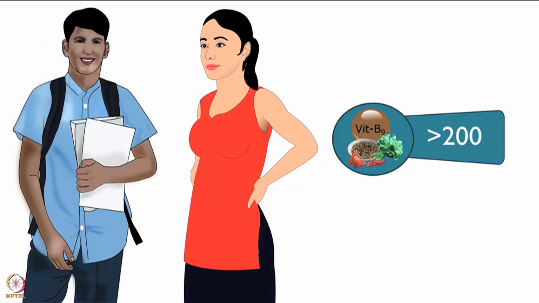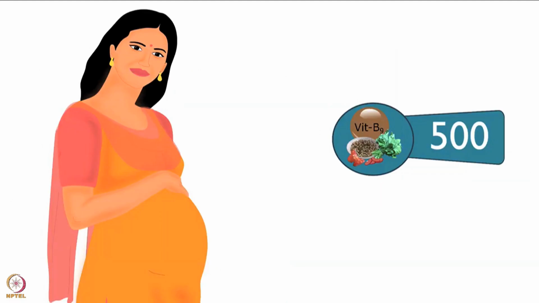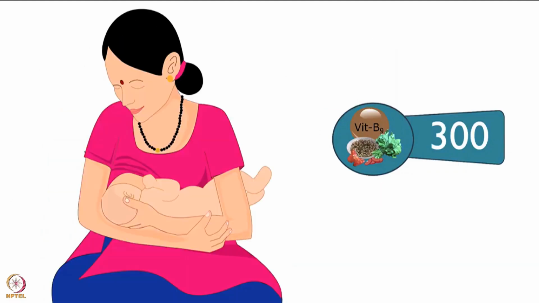More than 200 micrograms per day for adolescents above 16 years is recommended. For adult females and males, it is 200 to 250 micrograms. Pregnant women should have about 500 micrograms. For breastfeeding mothers, it is 300 micrograms.